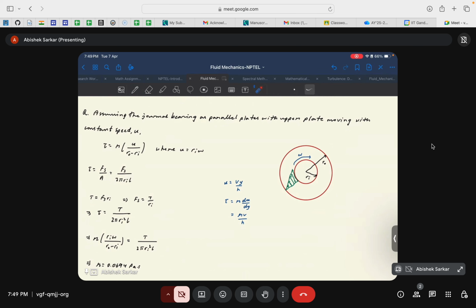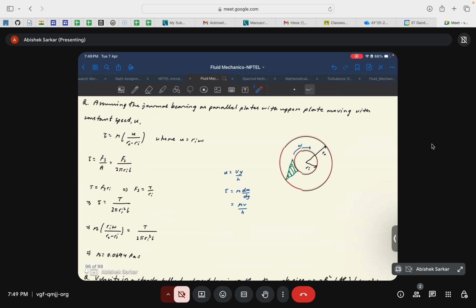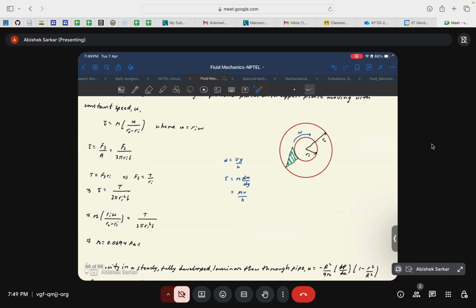That's why we are considering the surface of the inner cylinder. Now the torque is indeed the shear force times the radius. In this case, since the inner cylinder is rotating, the distance between the application of force and the axis of rotation is Ri.